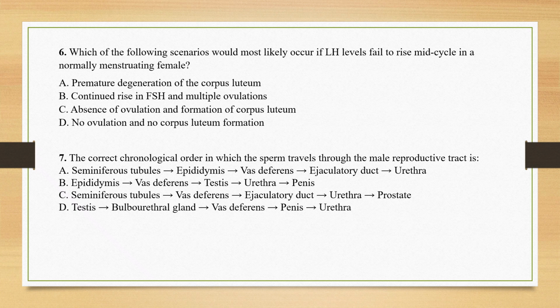The correct chronological order in which the sperm travels through the male reproductive tract is: right answer is option A, seminiferous tubules, then epididymis, vas deferens, ejaculatory duct, and urethra. So urethra is the common outlet for passage of urine as well as semen in case of males.